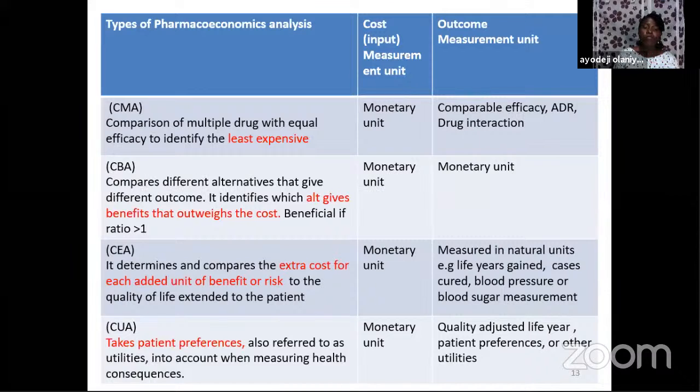Then lastly, we have the CUA, that's the cost utility analysis. This takes into consideration the patient preferences, and the outcome is being measured using the quality adjusted life year for the patient.